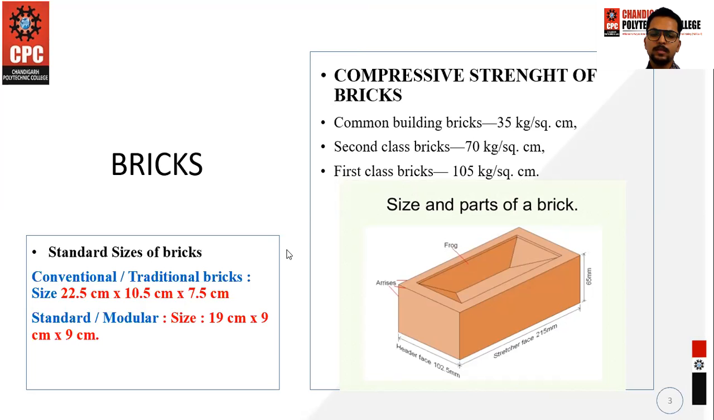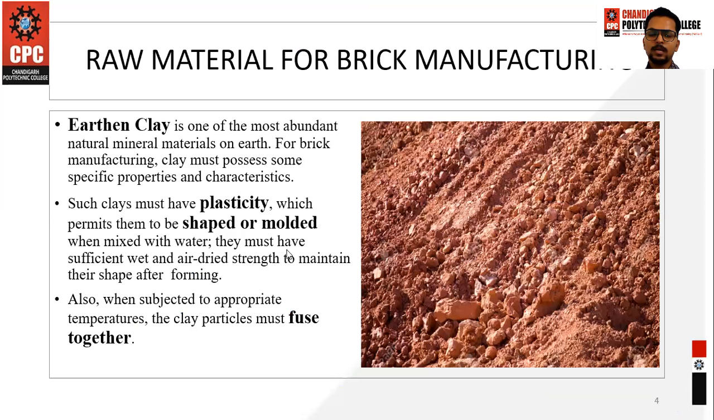Moving further, there are certain materials which need to be used for manufacturing these bricks. Those materials are clay. Clay contains many types of minerals, but the main material which we use for manufacturing a brick should be clay. The most important property which a clay should have is its plasticity.